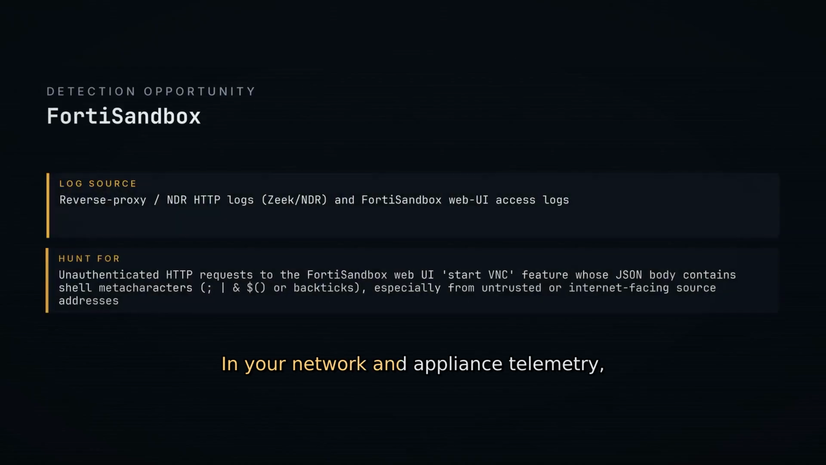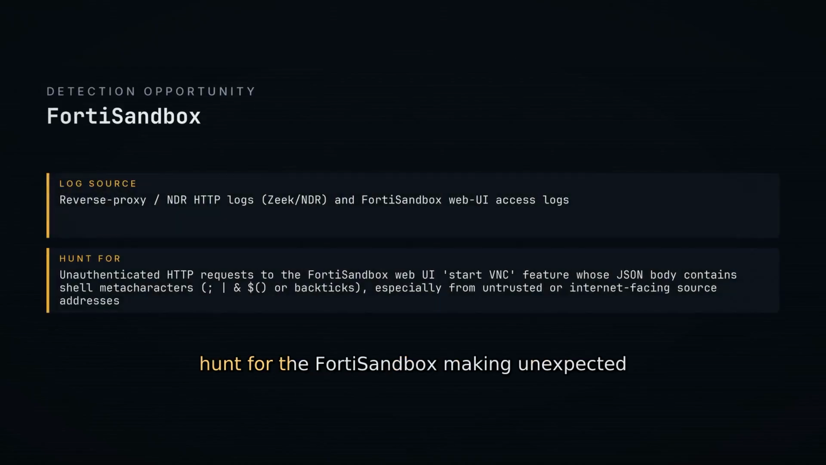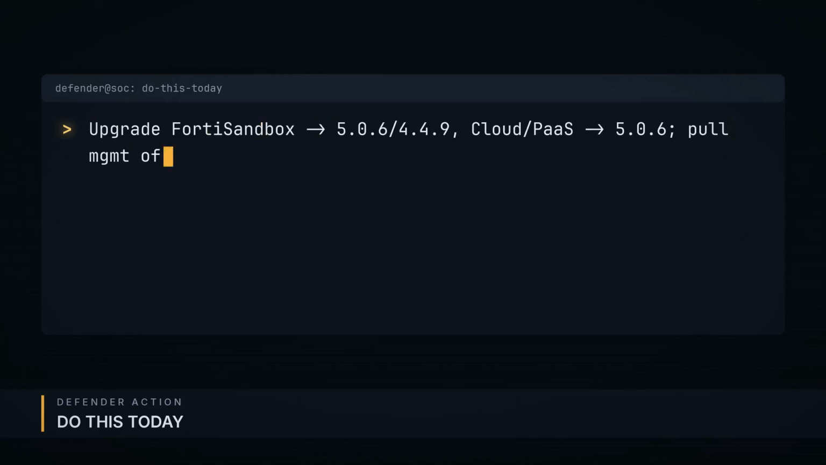In your network and appliance telemetry, hunt for the FortiSandbox making unexpected outbound connections or spawning processes it never normally runs. Upgrade FortiSandbox on-prem to 5.0.6 or 4.4.9 today, and cloud and PaaS to 5.0.6. Then pull the web interface off the public internet.